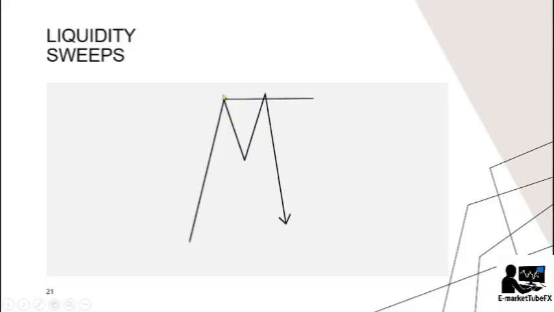Then traders who have their pending buy order at this point, thinking that after price breaks this resistance the market is going to continue buying, their pending buy order is executed, and the market reverses. They've also been taken out of the market. So that is the liquidity sweep.